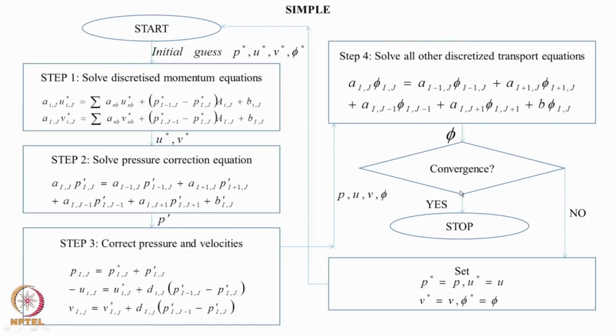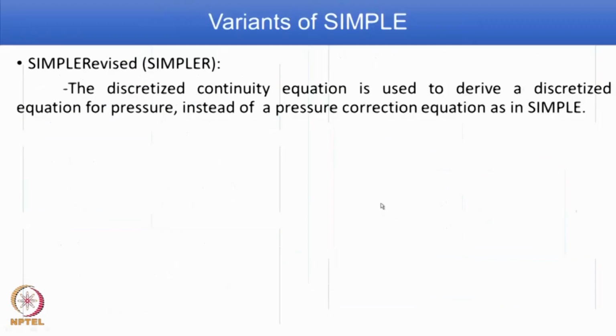If convergence is satisfied, you can stop the iteration there. If it is not satisfied, you need to repeat this procedure. Before repeating the procedure, whatever value is obtained in this step as well as in this step, that is pressure, velocity as well as any scalar variable, are reset as guess pressure, guess velocity and guess value for the scalar to proceed to the next iteration, and the process is repeated. So, this is the algorithm for SIMPLE.